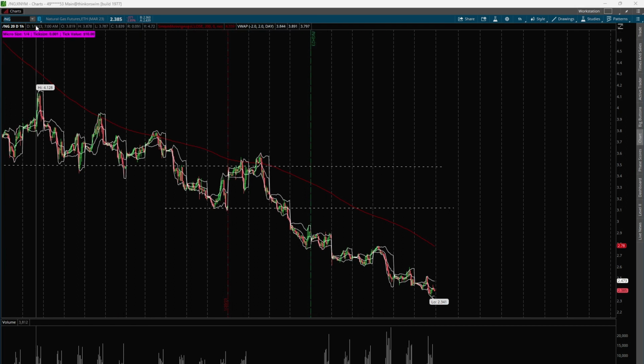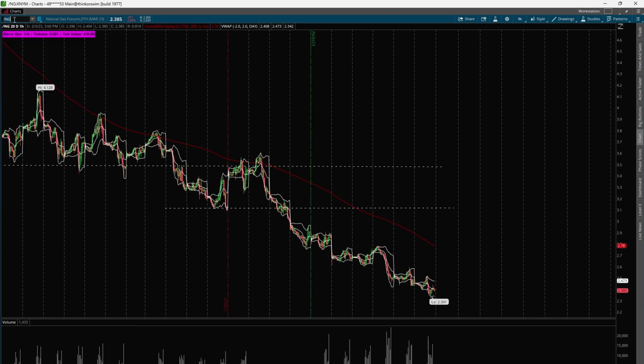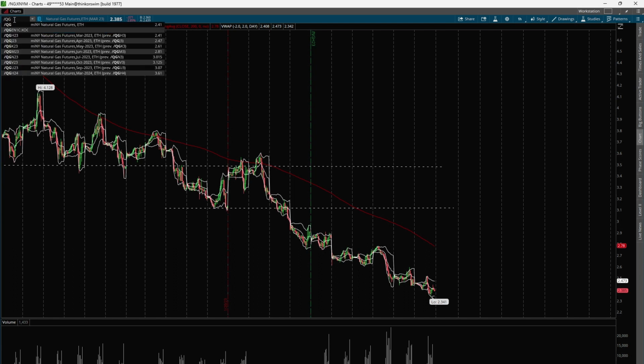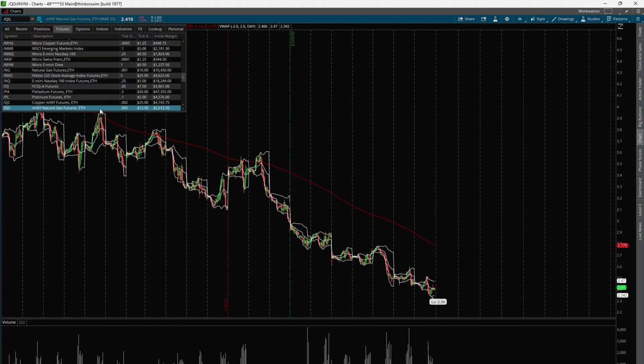Another thing that's really important here is we do have micro contracts, and I'll make another video after this talking about the micro futures world. So we have a couple different options. We actually have a contract called QG, which is like a mini natural gas contract, and it moves the exact same. It just is a little bit smaller in size. And if we look at the cost, it's a lot lower. It's actually 1/4 of the cost.